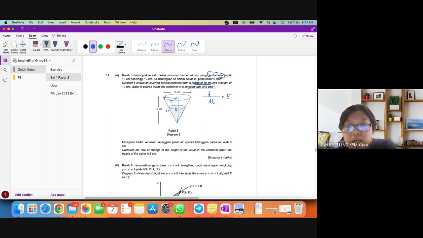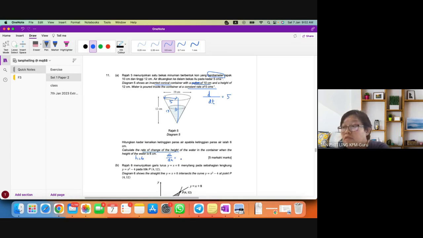Let's move on. They ask us to calculate the rate of change of height. Now the question comes. They actually want us to find dh over dt. Why? Because I know that rate always means dt, and then change of height. So height is the one that they're interested in. So dh over dt in the water in the container when the height is 6. So when we fix the height at 6, we want to know what is dh dt. The question already very clearly tells us what they want.